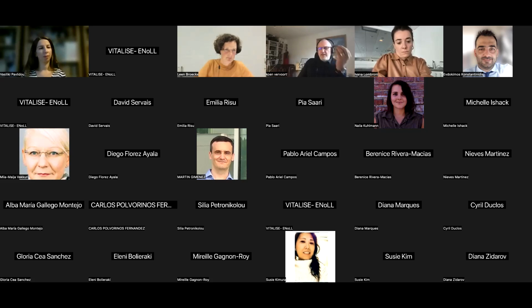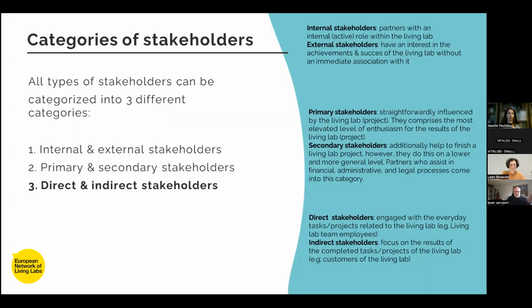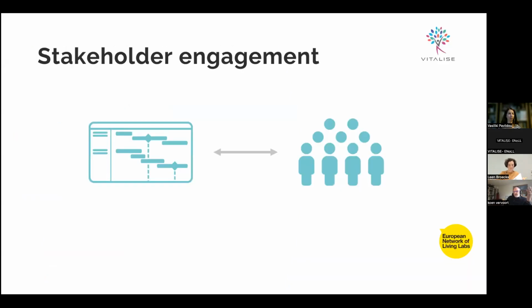So when you talk about direct and indirect stakeholders, direct stakeholders are actively involved as participants or users or other different roles within the living lab, which were discussed in previous webinars, in the day-by-day tasks and activities of the living lab. Indirect stakeholders, however, focus more on the results and the outcomes of the projects or the long-term strategy. They are usually, for instance, the customers of a living lab. They are indirect stakeholders. Briefly, internal and external.